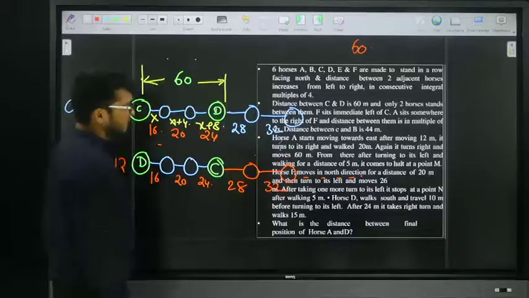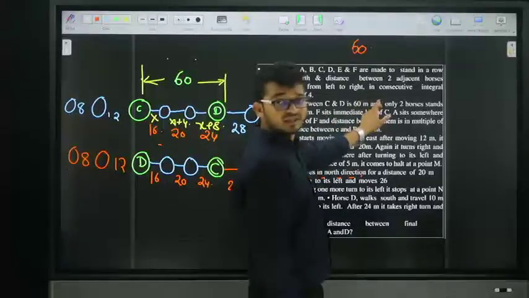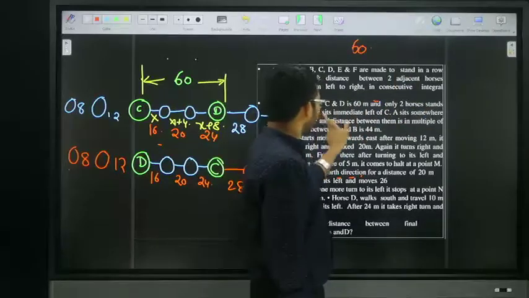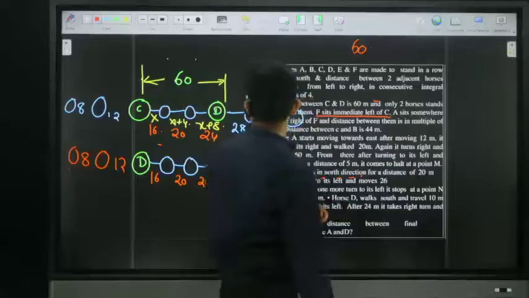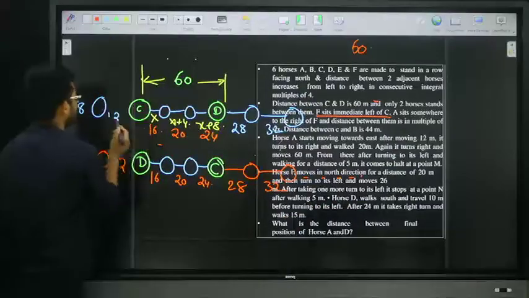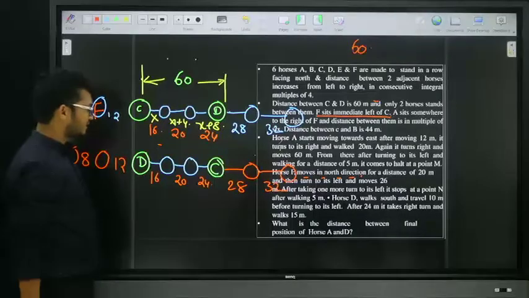Now friends, leave it. Next point is what? The distance between C and D is 60 meters, and only 2 horses stand between them. Next, F sits immediate left of C. Yes, friends, the measurement is what? F sits immediate left of C.